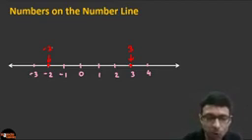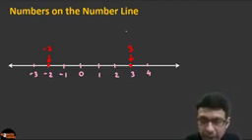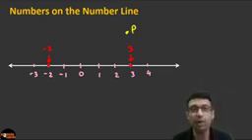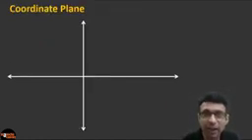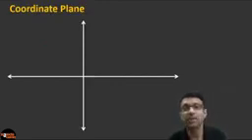But let's say there's a point here which is lying outside the number line. How do we represent that? Can I represent it using this number line? No, because it's lying outside it. So for that, we actually need a coordinate plane. Let me explain what that means.